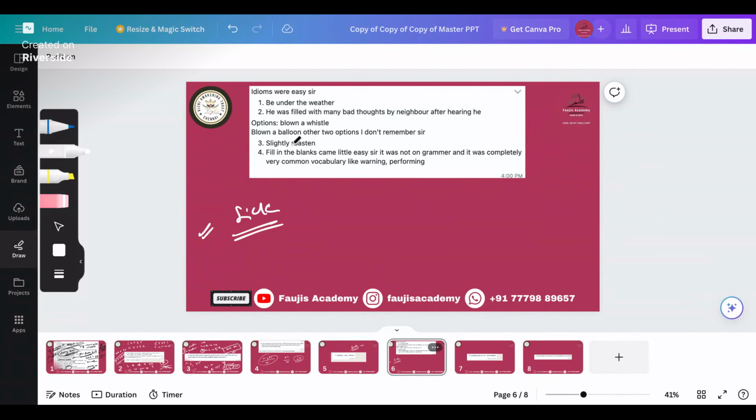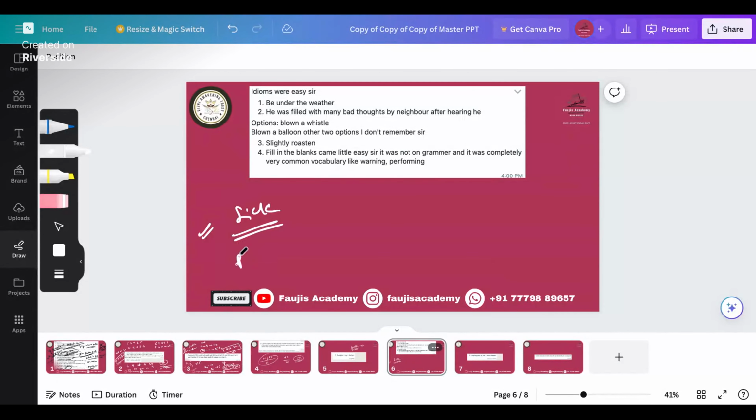He was filled with many bad thoughts by the neighbor. After hearing, he blew the whistle. Okay, I'm not quite sure what sense I'm trying to make out of this question, that the neighbor has done something wrong and he has blown a whistle. Blown a whistle means he has called on the authority that look, something bad is happening over here, right? So blown a whistle to that.